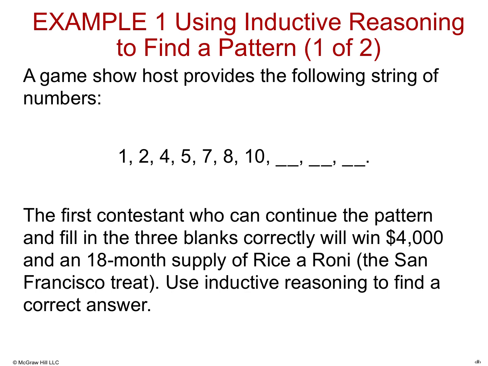Let's do one together. A game show host provides the following string of numbers: 1, 2, 4, 5, 7, 8, 10, blank, blank, blank. The first contestant who can continue the pattern and fill in the 3 blanks correctly will win $4,000. That would be awesome. And an 18-month supply of rice-a-roni, the San Francisco treat. Use inductive reasoning to find a correct answer.